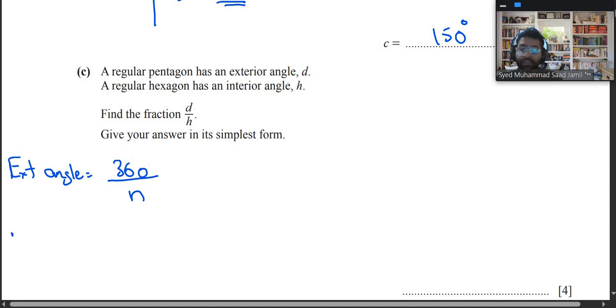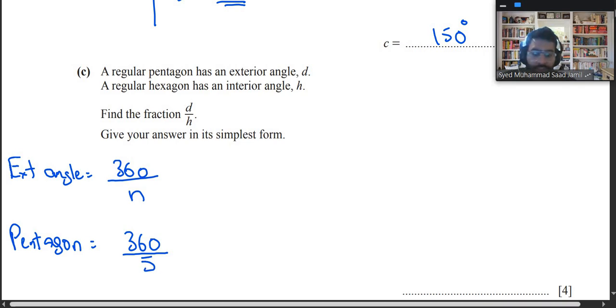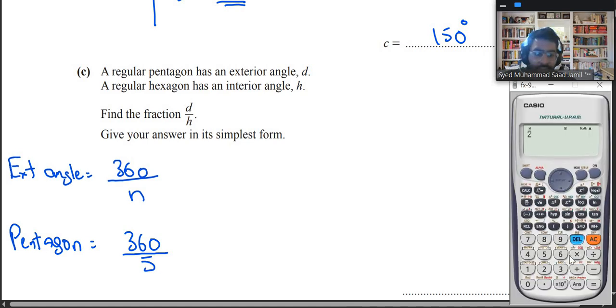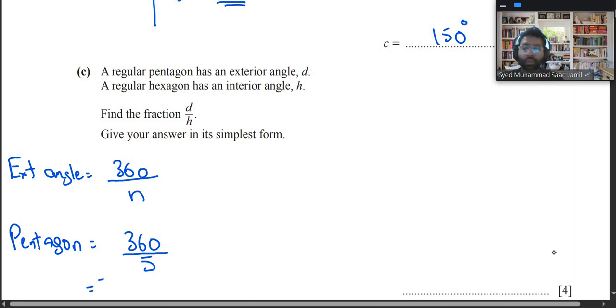Now a pentagon is a shape which has 5 sides. Alright. So we will do what? What's the exterior angle? 360, and we will divide it by 5. So 360 divided by 5 will give you 72. So it means that the exterior angle of a pentagon is 72 degrees, which means that D is equal to 72 degrees.